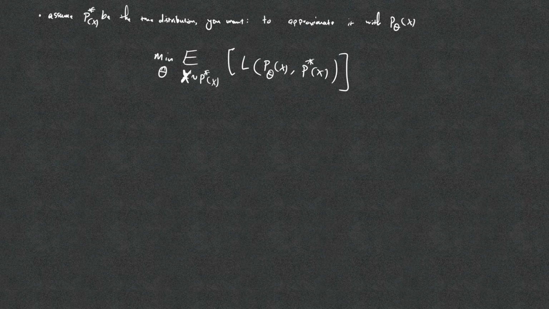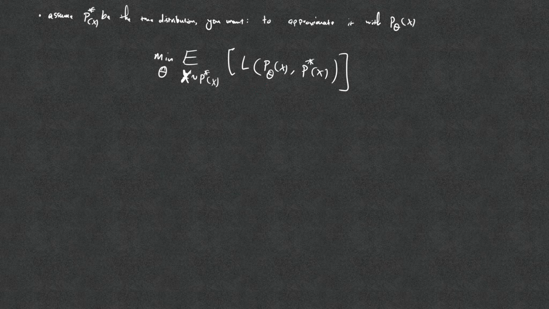Assume that p star is the true distribution. What you want to do is parameterize and choose a model family, let's say p theta of x, and model that. Ideally, first of all, you want to define some sort of loss function that measures the similarity of this probability distribution that you have introduced with the original true probability distribution.